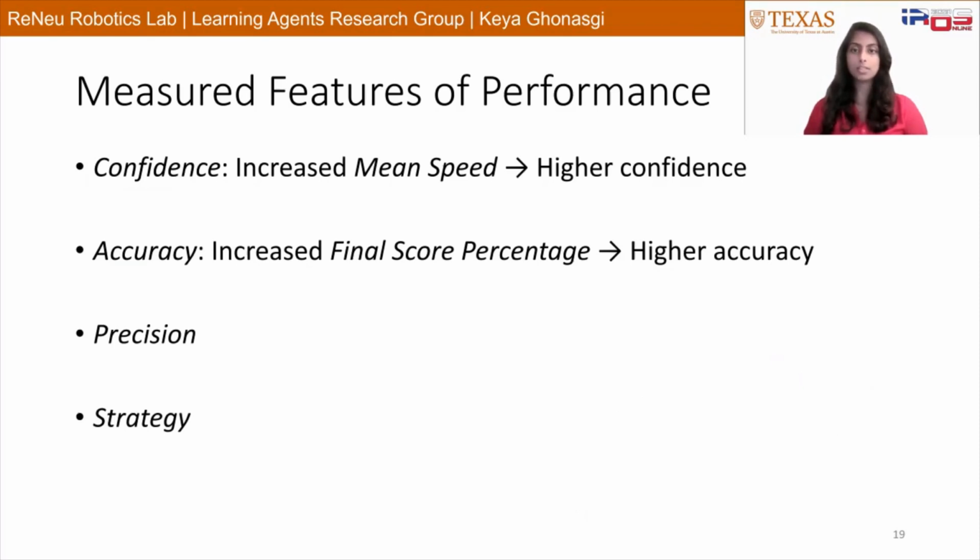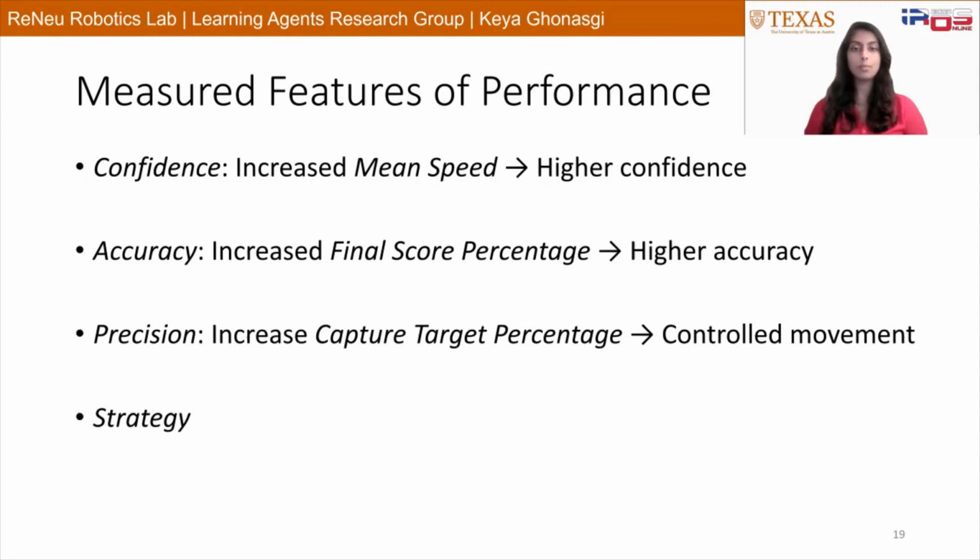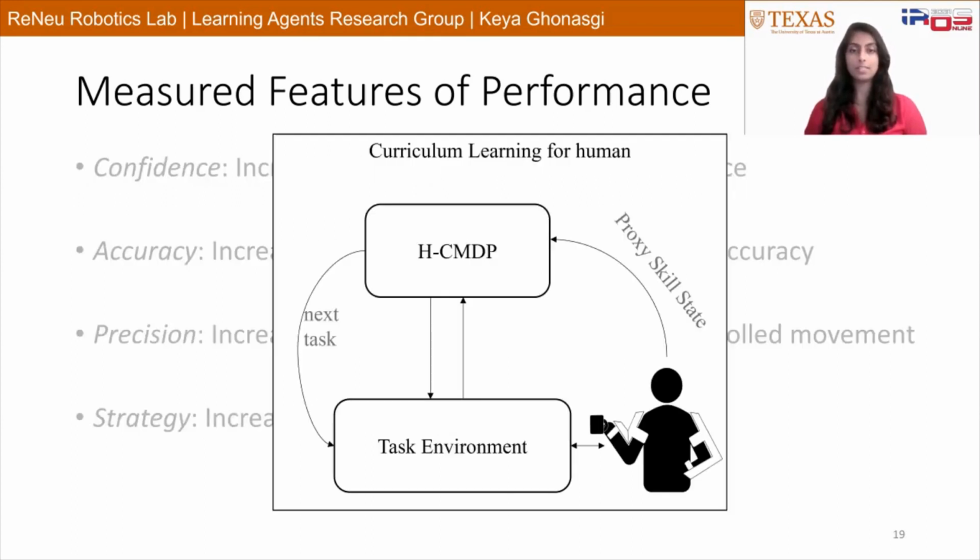Precision is represented by the increase in number of positive targets captured compared to the total number of targets hit, indicating more controlled movements. And strategy is defined by observing the average increase in score per positive target hit, indicating selection of more valuable targets. Recall that the proxy skill state is used to inform the HCMDP state. These metrics provide the required proxy skill state of the learner. We demonstrate the validity of these metrics and show that they characterize learning through human subject experiments.